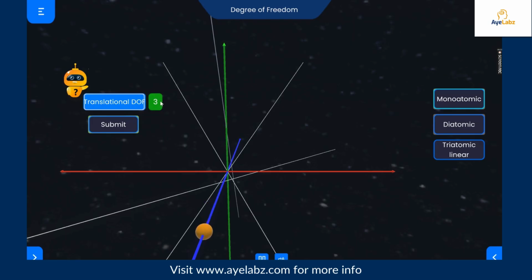Once you have found the correct answer, how many degrees of freedom or how many motions the particles will have, you can click on the submit button to check whether your answers are right or not.